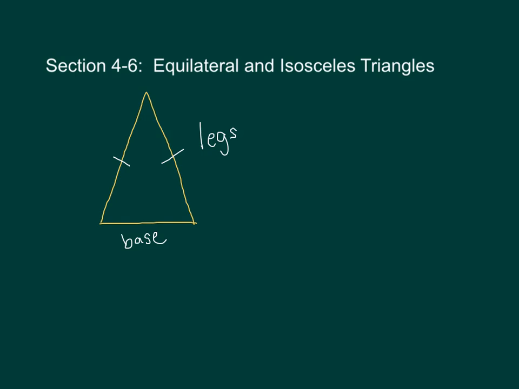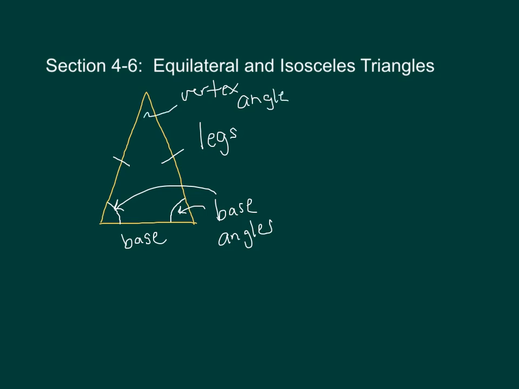The angles, in an isosceles triangle, these two angles are going to end up being congruent, and they're called the base angles. So here and here are the base angles, and then the angle at the top, we call it the vertex angle. That is this one right there. So we have some names for the sides and specific names for the angles in an isosceles triangle.